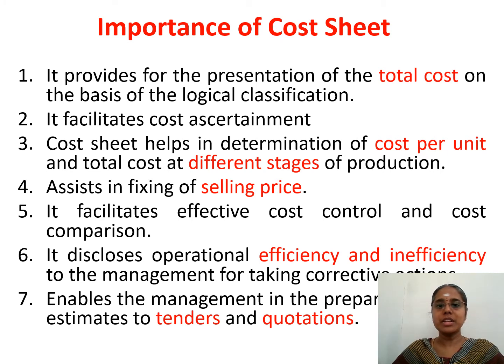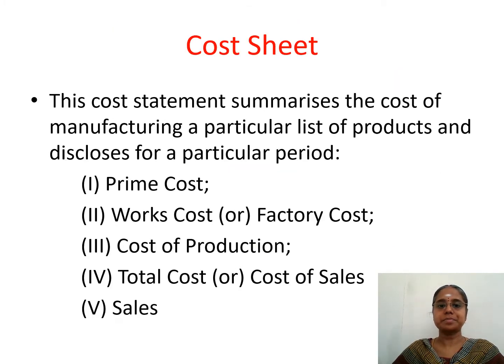So the cost sheet is a very important statement. The components of the cost sheet are prime cost, factory or works cost, cost of production, total cost or cost of sales, and finally sales.